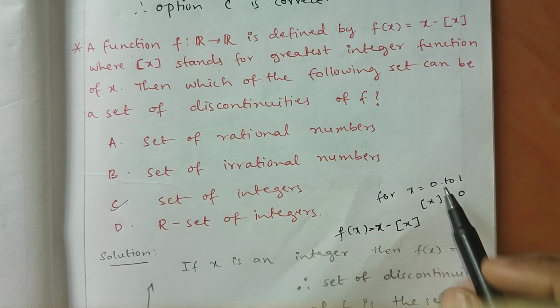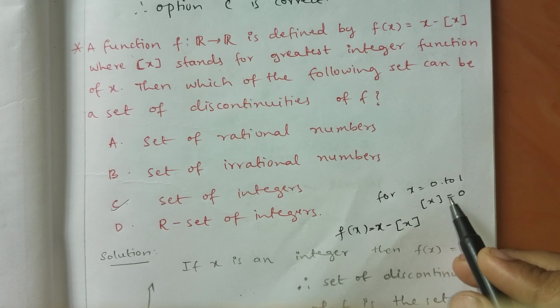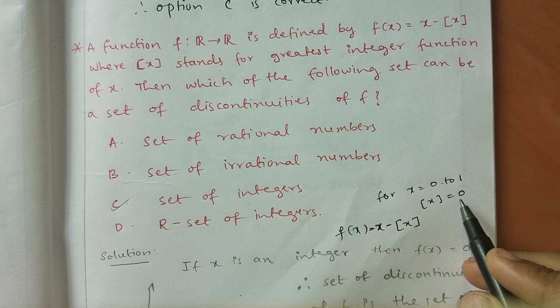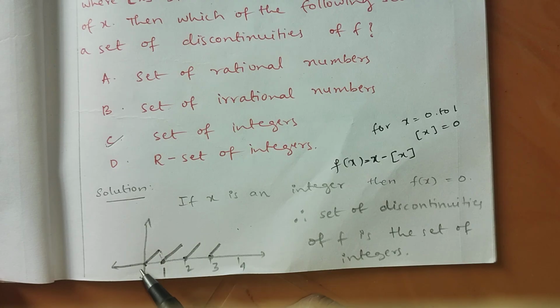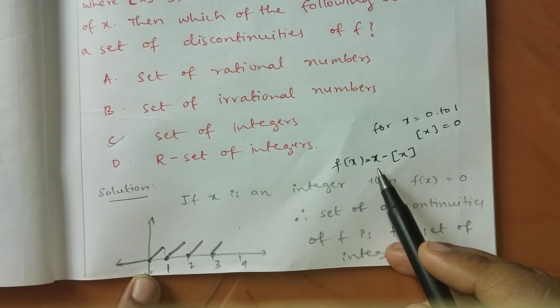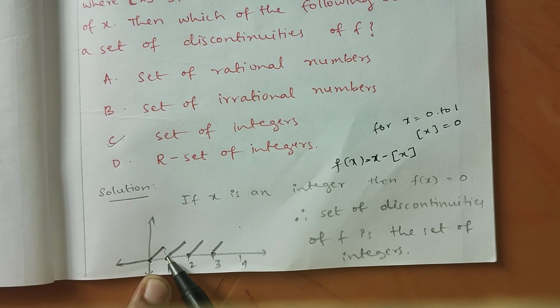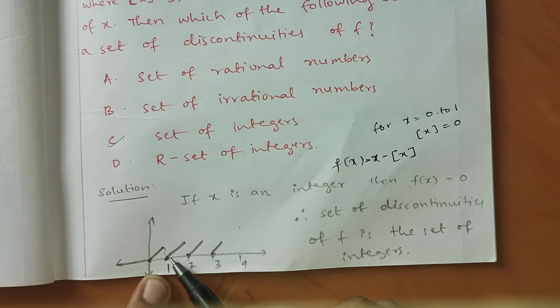For x equal to 0, the function value is 0, and for x ranging from 0 to 1, the greatest integer function value is 0, so f(x) will be equal to x. Therefore, the graph of the function will be like this. Between 0 and 1, f(x) will be x, so the graph will be y equal to x. Next, at x equal to 1, the greatest integer function's value is 1, so 1 minus 1 gives 0. From 1 to 2, the function will be x minus 1. So the graph will be like this.